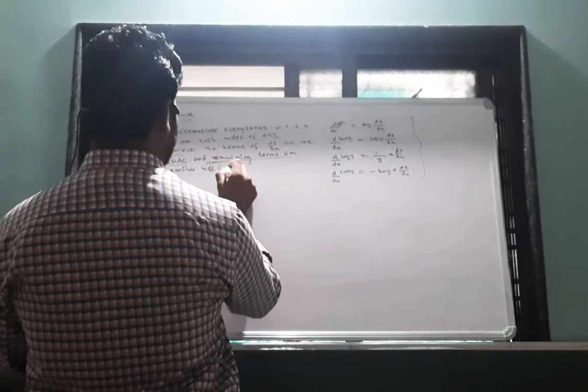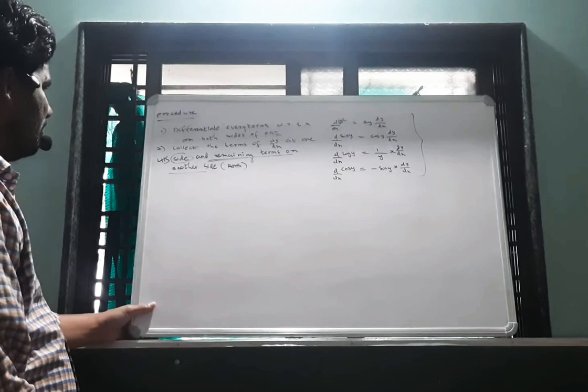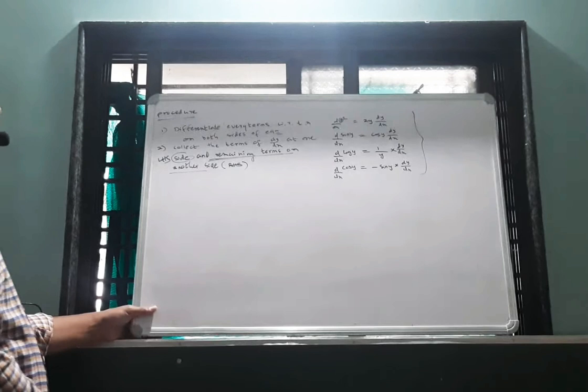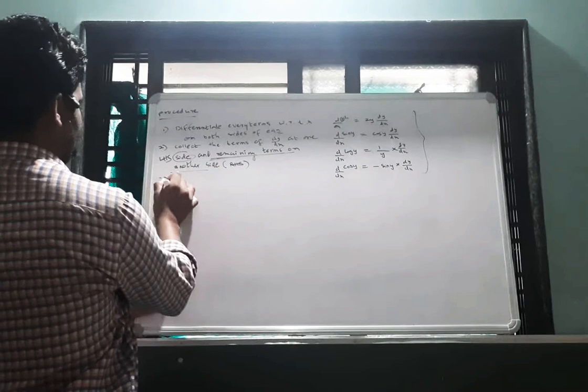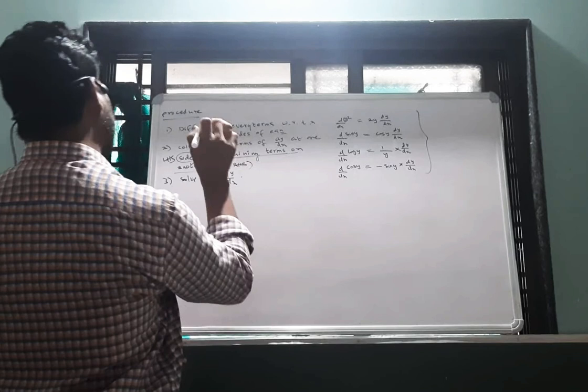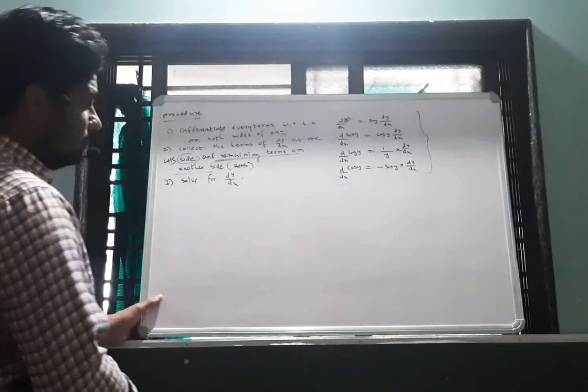So all the terms having dy by dx we have to keep on the LHS side, and all the terms not having dy by dx we have to keep on the RHS. Then solve for dy by dx. This is the procedure to find dy by dx of implicit functions. Let me show one example.